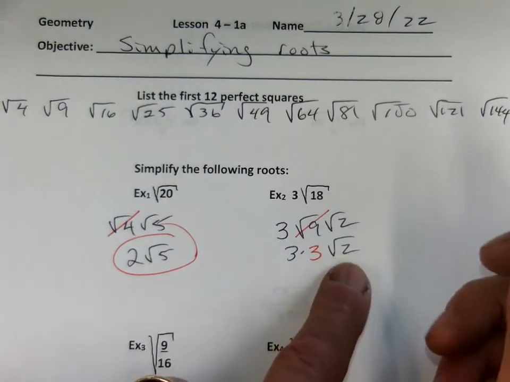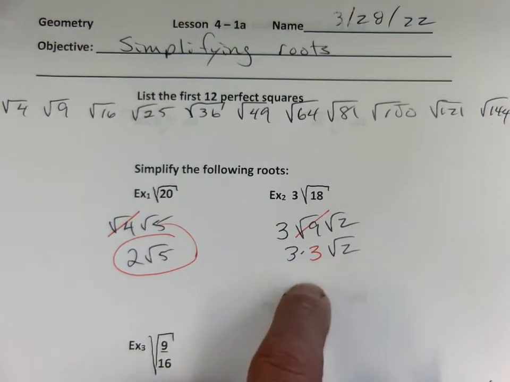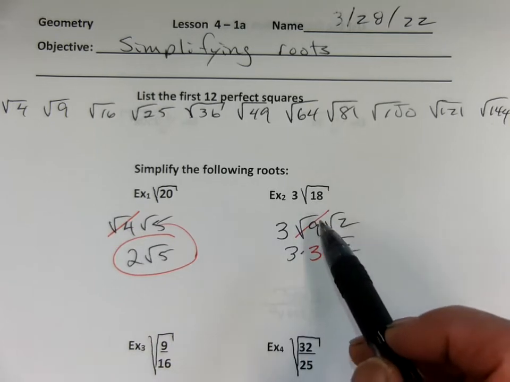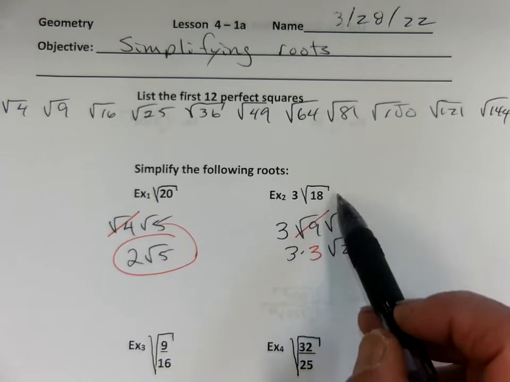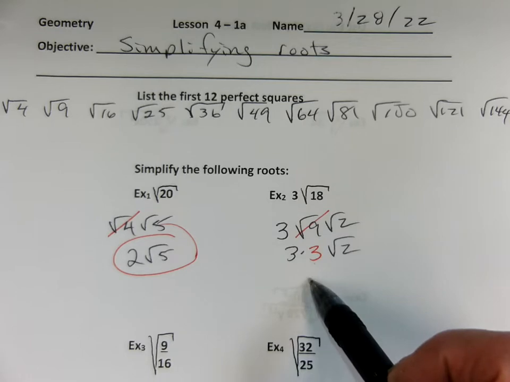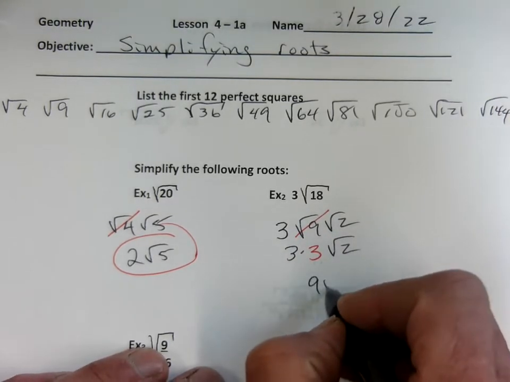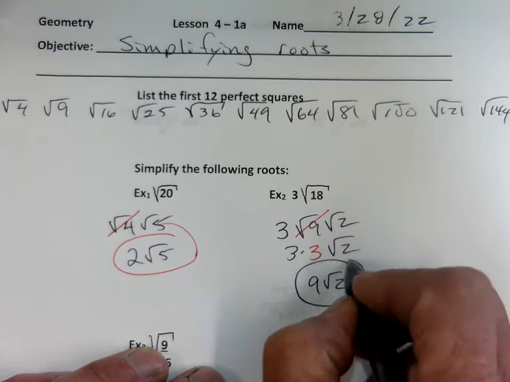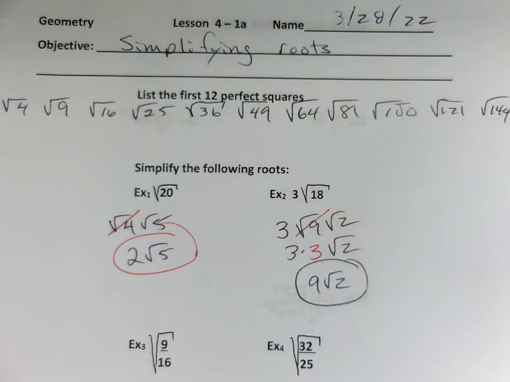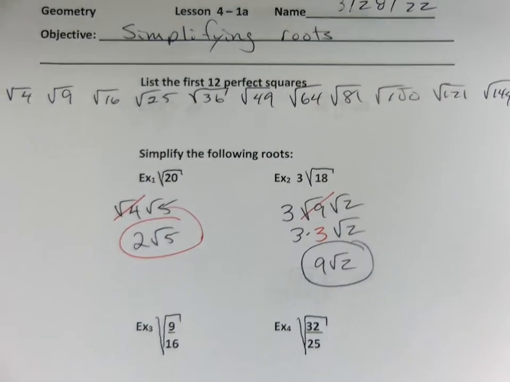So I'm going to bring this 3 down that I had originally, times that 3, times the square root of 2. Now, square root of 2 is an irrational number. My goal was to find a perfect square and take it out. And then once I take it out, 3 times 3 is 9, square root of 2. What do you think? Not bad? Pretty good. It has to be one of these numbers. That's the key.